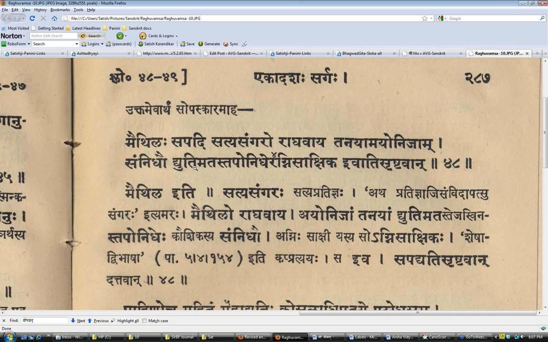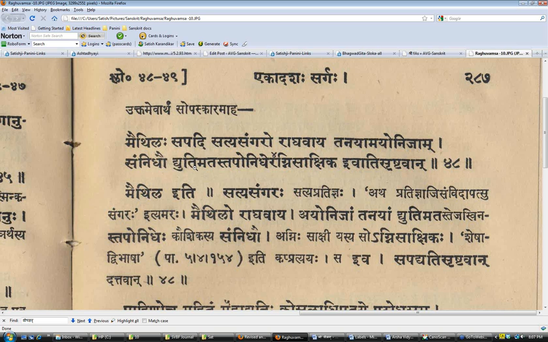Okay. Maithilaha sapadi satya sangaro raghavaya tanayamayo nijam. Sannidhau dyutimatas tapo nidher agni sakshika iva atisrishtavan. Same thing as before.